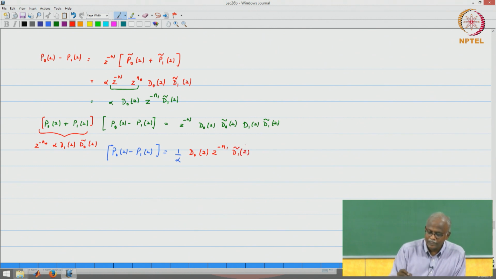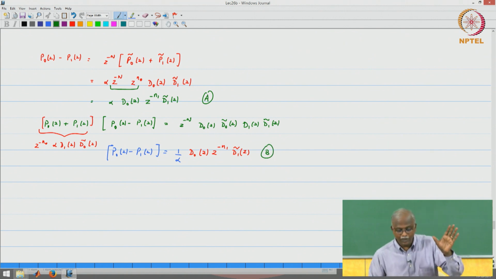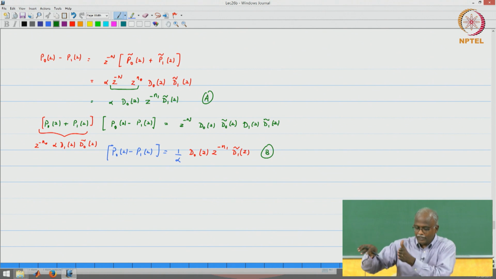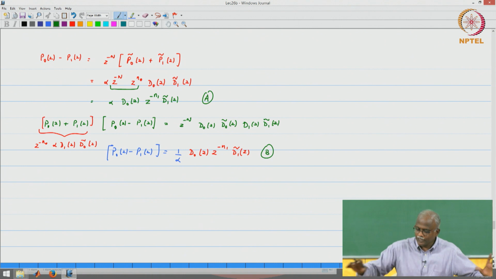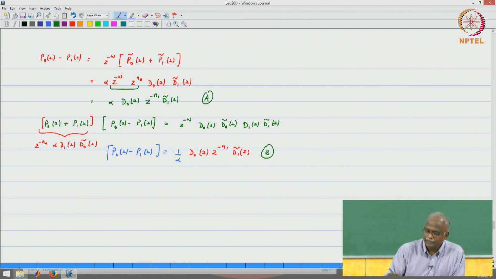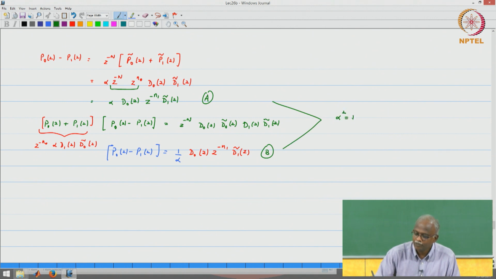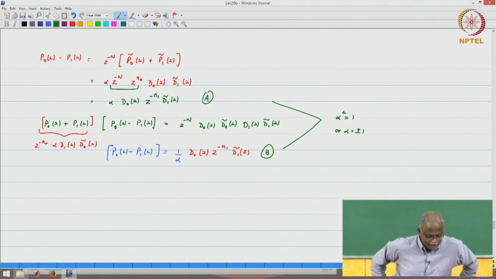Okay. So, basically we got two expressions, let me call them A and B, both are valid, because what did we say, P naught of z minus P1 of z, we used the direct relation expression, we also looked at the overall expression and obtained it. If you look at these two, A and B will tell us that alpha squared must be equal to 1 or alpha equal to plus or minus 1. So, but for this plus minus 1 scale factor, the expressions are correct.